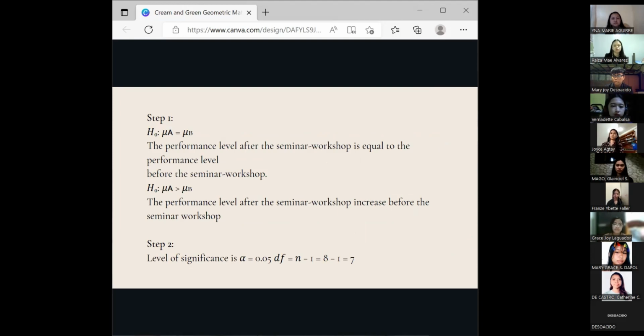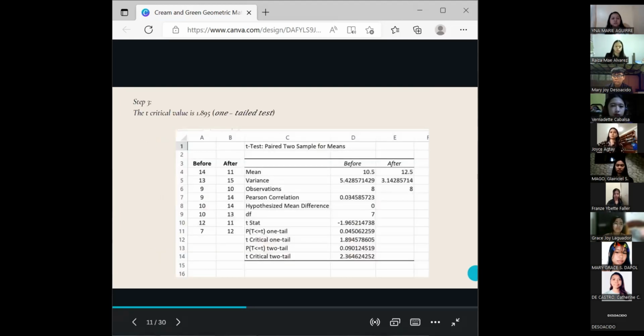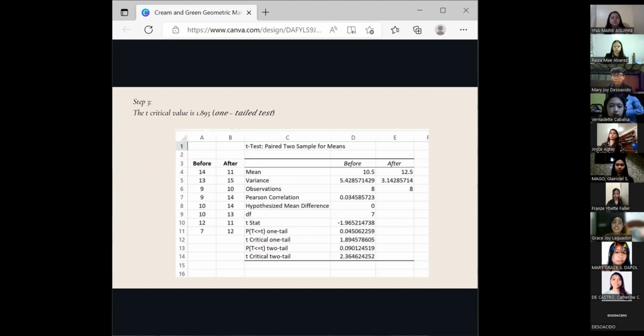Step 2, level of significance is alpha equals 0.05. Degrees of freedom is n minus 1 equals 8 minus 1 equals 7. Step 3. Compute the t-critical value. Our t-critical value is 1.895 and we will use one-tailed test because the alternative hypothesis is directional.